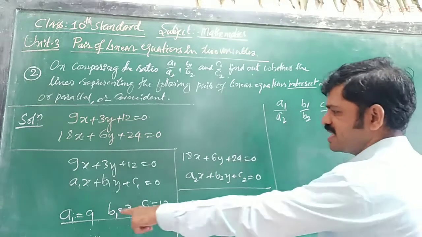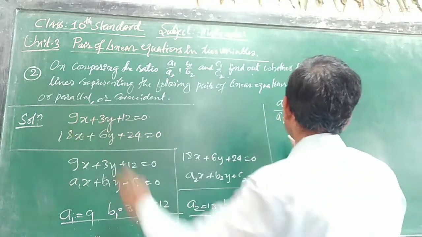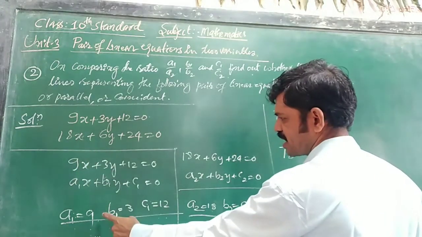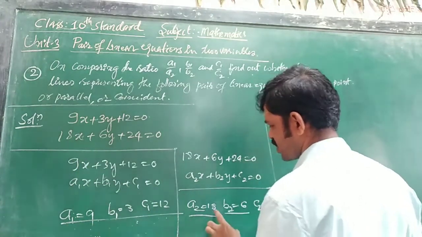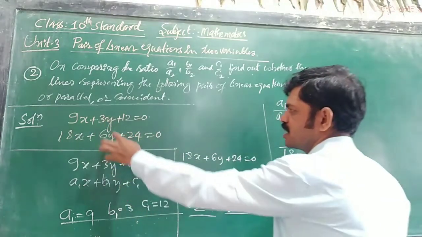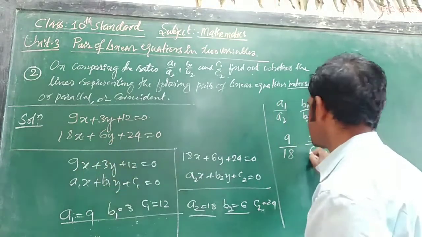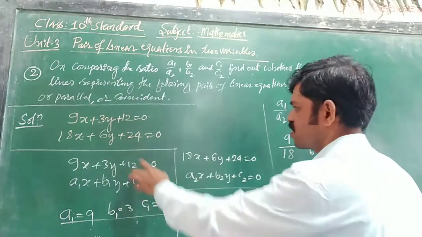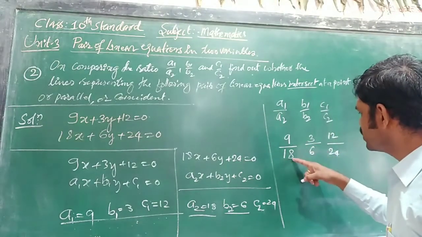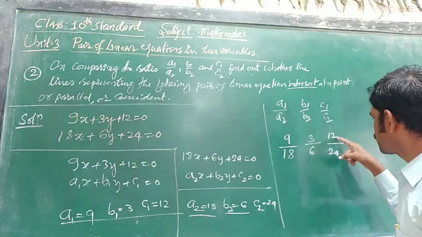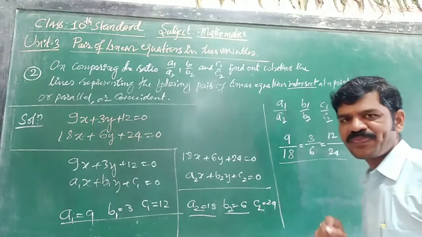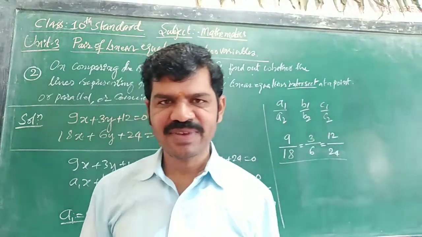The value of a1 is here 9, the value of a2 is 18, the value of b1 is 3, the value of b2 is 6, the value of c1 is 12, the value of c2 is 24. See, 9 ones are 9, twos are 18; 3 ones are 3, twos are 6; 12 ones are 12, twos are 24. So everything is equal. Here we have seen that everything is equal.